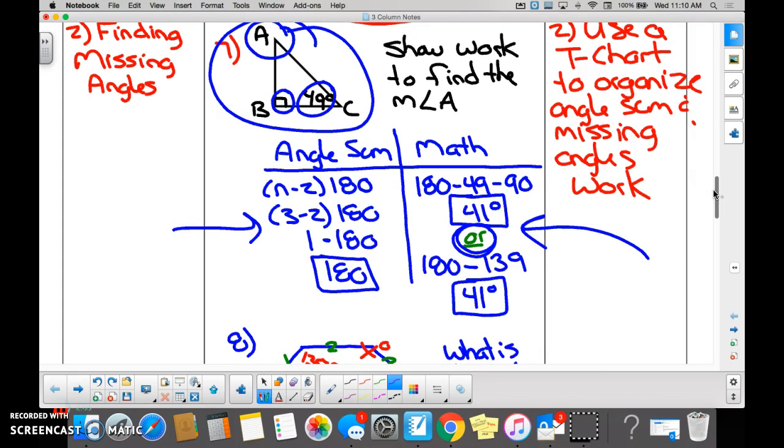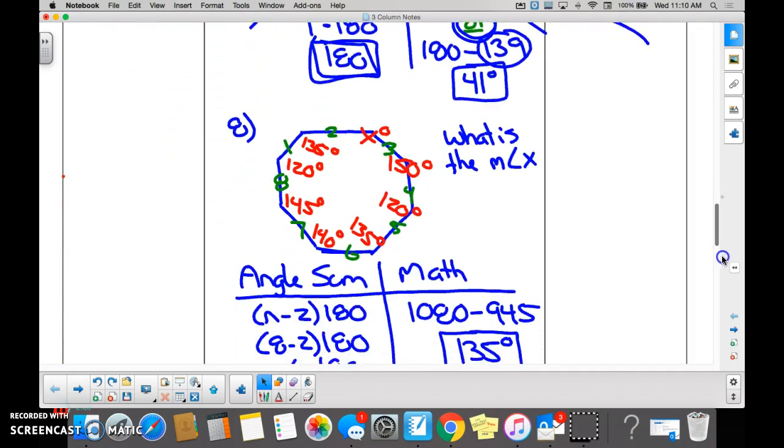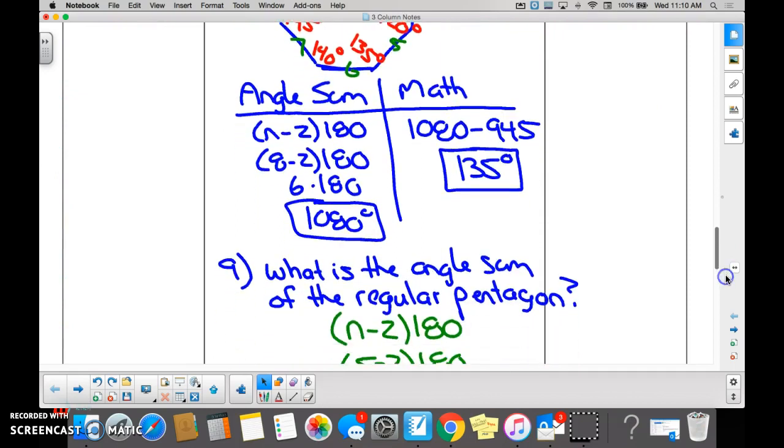You could do it this way, where you take the total angle sum, 180 degrees, and subtract what you know. You know 49 and you know 90. Or you could add 49 and 90 and subtract from the total. Yes, no? Yes. Okay, I don't care. I'll come back to that one in a second. I'm going to scroll down to question number 9.